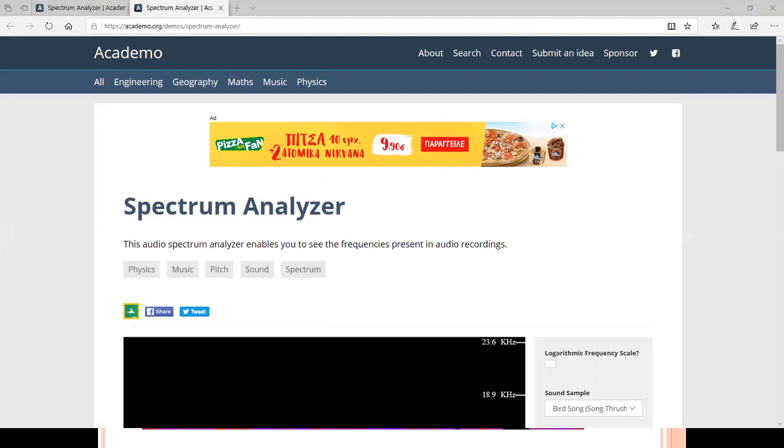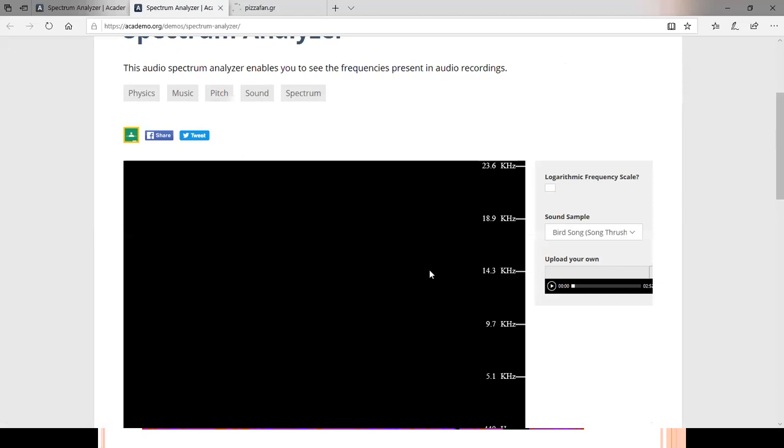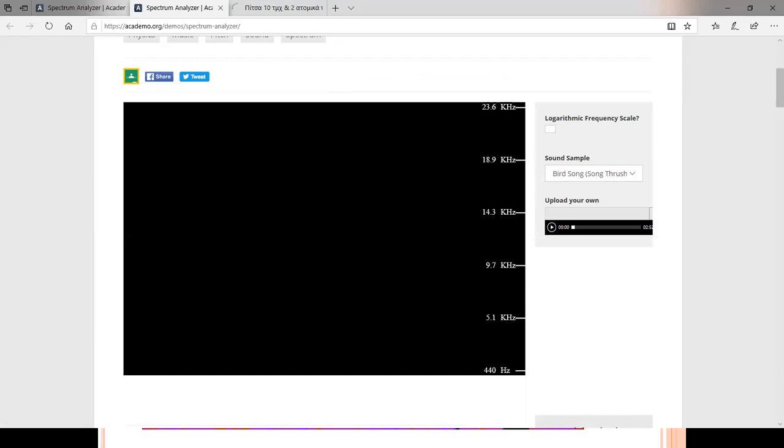Today we focus on that, Mirvat. So, this is a spectrum analyzer which uses some predefined sounds in order to see their spectrograms. Again, we have the frequencies here and the time on the x-axis. And we have some different sources of sound. So, I will start with an orca killer.